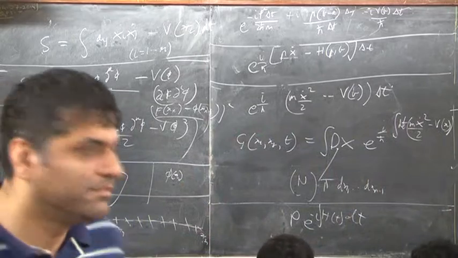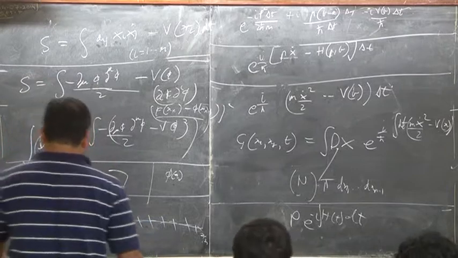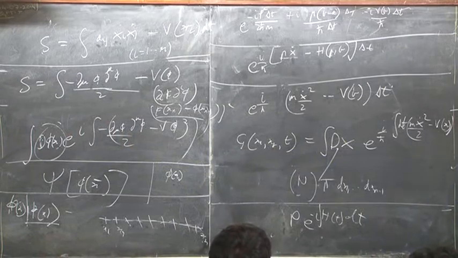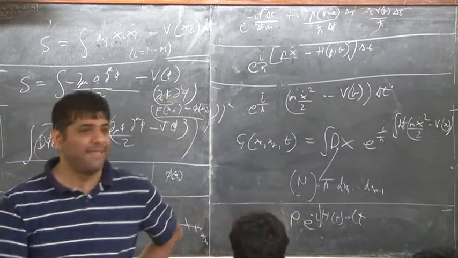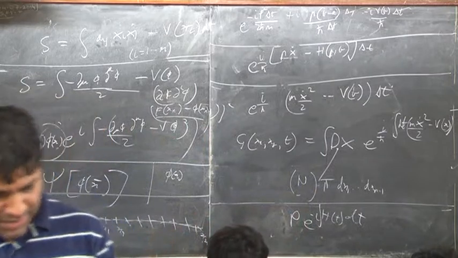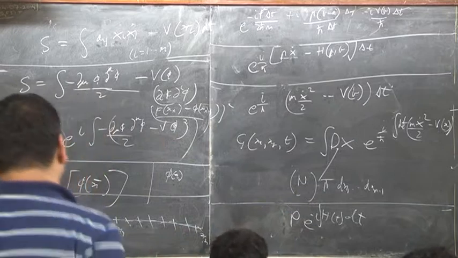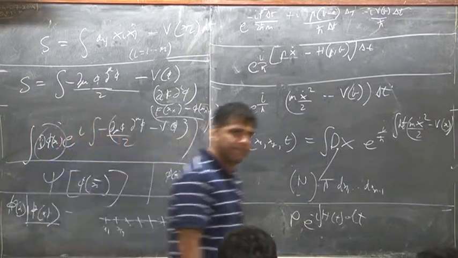No, so the function is different. At each point, I have a Hilbert space. Same dimension. So the dimension is infinite. But I can find out the states by the procedure you just said. I just have to find out the harmonic oscillator. I won't use the harmonic oscillator, but we have square integrable wave functions.